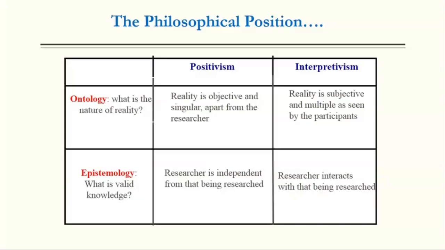So that's why when you look at ontology, in positivism reality is objective, it is singular, it is apart from the researcher. Whereas interpretivism, that is constructionist, reality is subjective. There are multiple realities. You cannot say that this is the reality existing; according to me, this is what, according to you, that is what. We are the persons constructing the knowledge based on experiences, based on our interaction with our group.